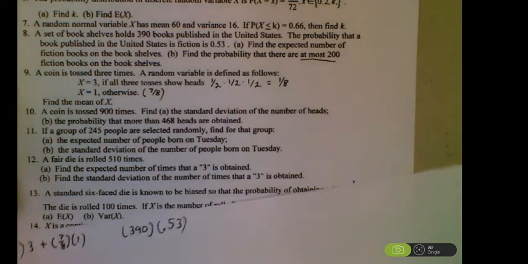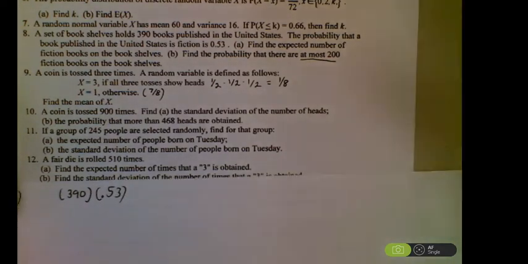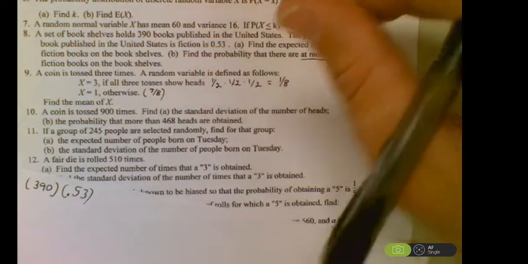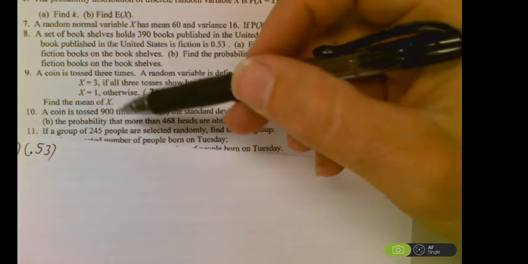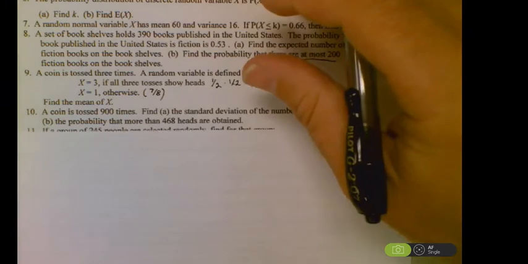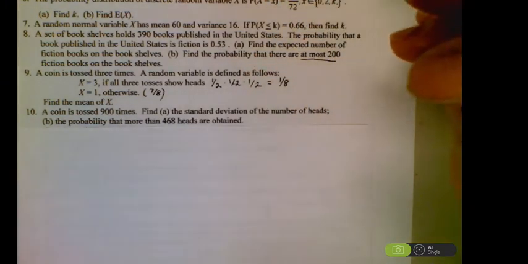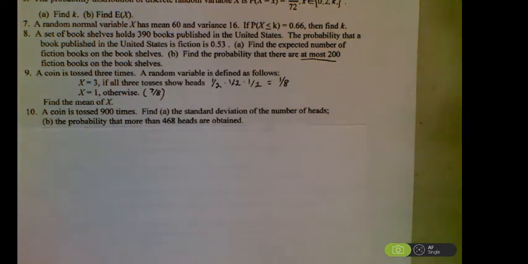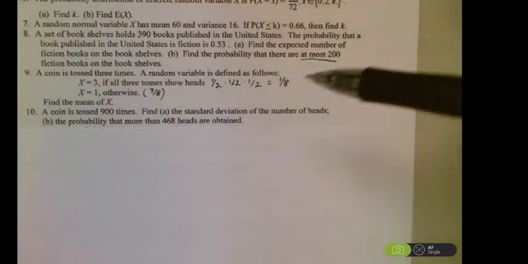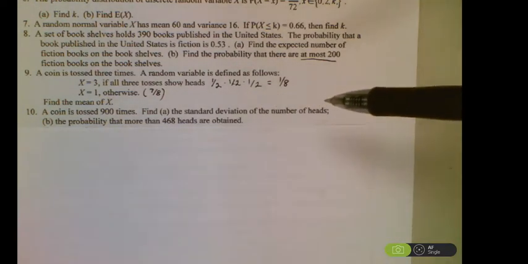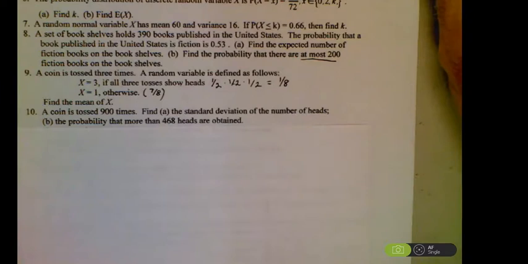Number 10, a coin is tossed 90 times. Here you have to notice right off the bat that we're given a number of trials. This is where the binomial, either PDF or CDF, tends to come into play on something like this. Find the standard deviation for the number of heads.